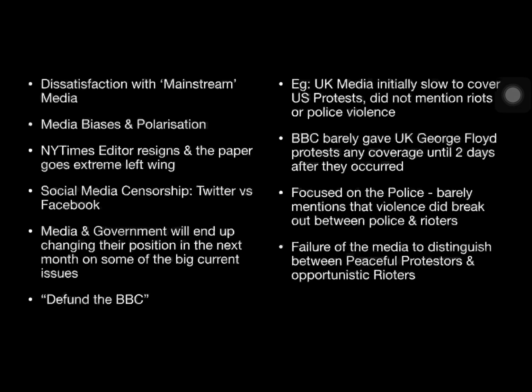In Britain in particular, people are quite dissatisfied with the media. I certainly am. Initially, when the George Floyd protests kicked off, the UK media was very slow to cover this story. And initially they didn't mention any violence of any kind, be it from rioters or from members of law enforcement. Additionally, a couple of weeks later, the BBC barely gave any coverage on the UK George Floyd protests. It wasn't until 2 days after they occurred that we were actually getting information from the BBC.